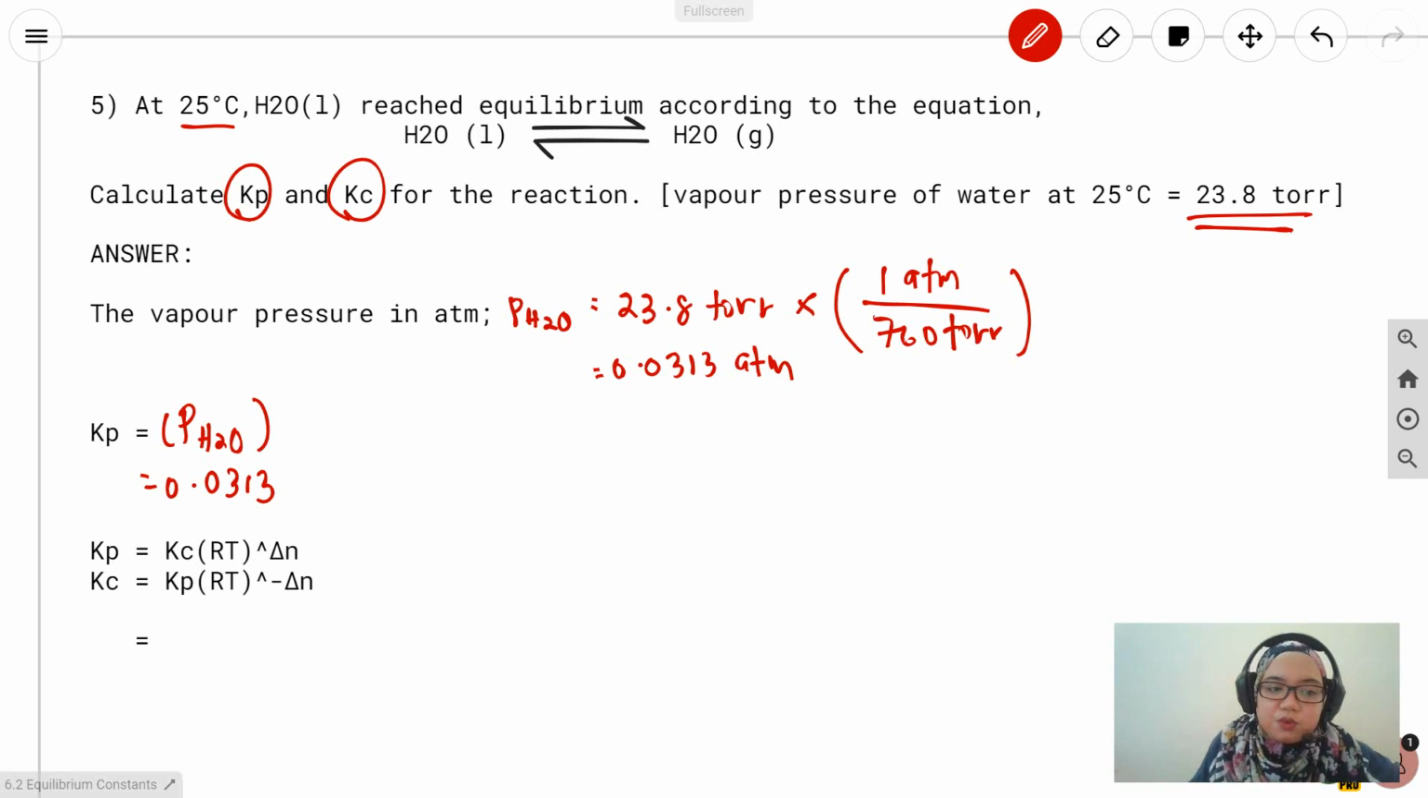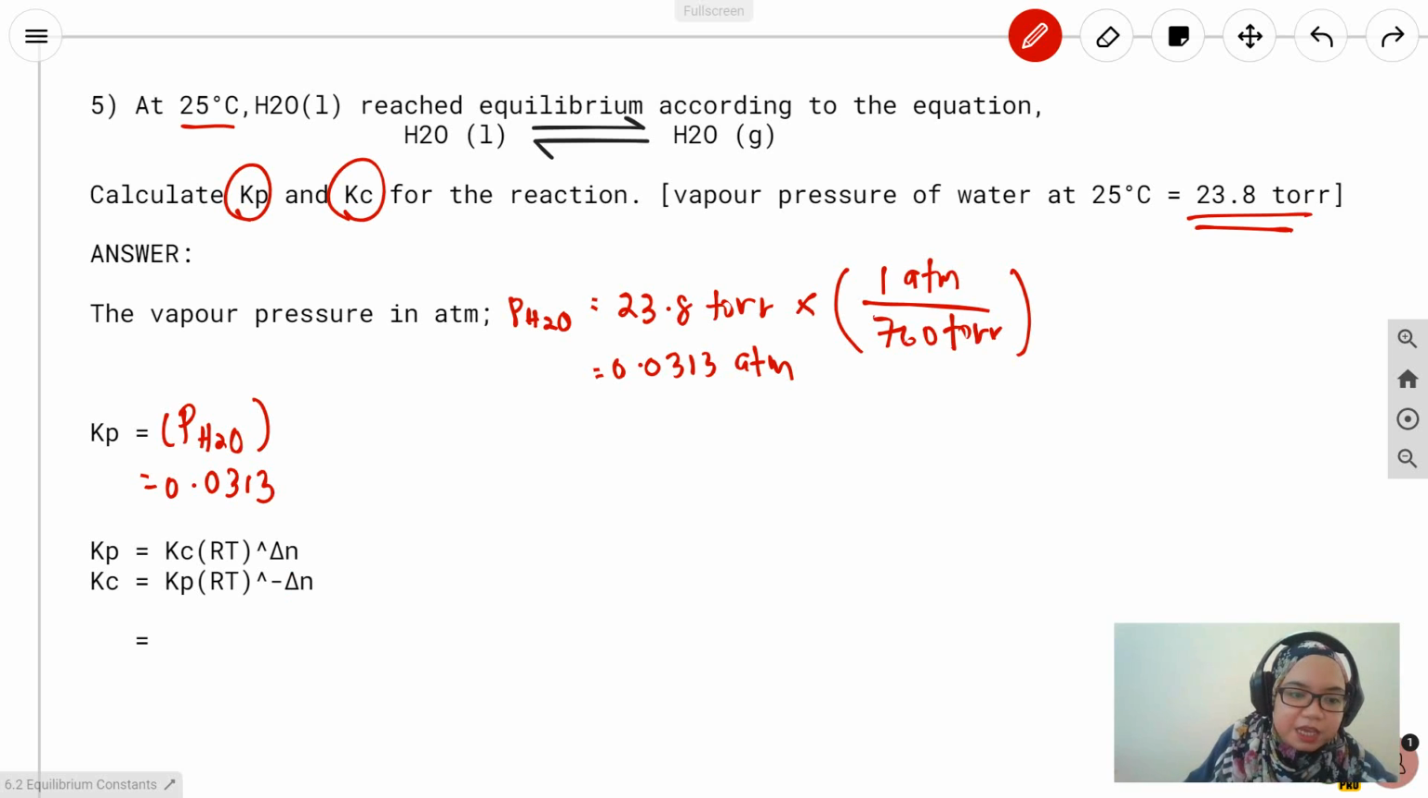And now we can, what we call it, we will flip it around because we want to get Kc. So now we will get Kc is equal to Kp divided by RT to the power of delta N. So that's why we get the negative sign here. Okay. So that is why we got the negative sign there.